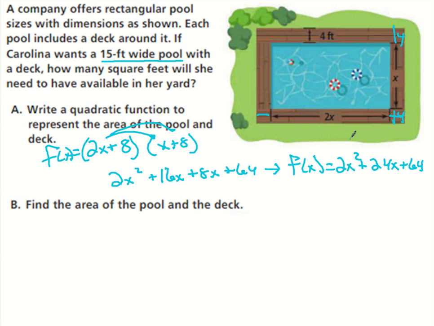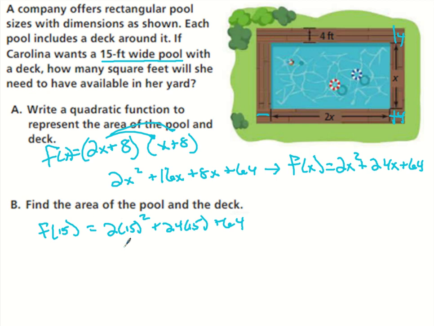So now if I want to find the area of the pool and the deck, I'm going to substitute in a 15-foot wide pool. We said x represents the width, so I'm going to substitute in 15. I'm trying to find f of 15, so I'm going to substitute in 15 for x. That'd be 2 times 15 squared plus 24 times 15 plus 64.